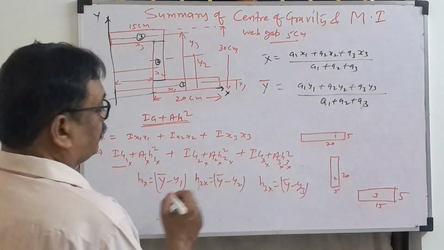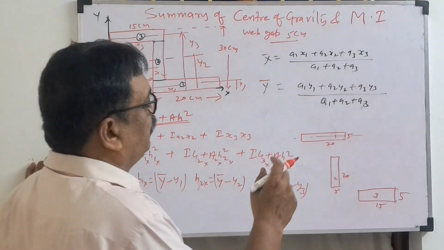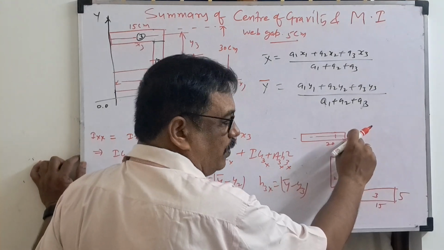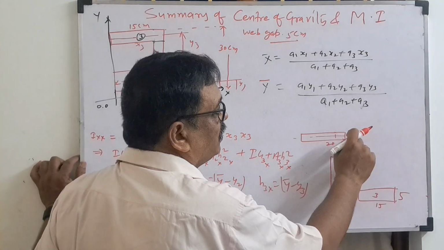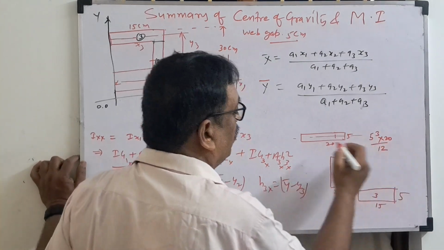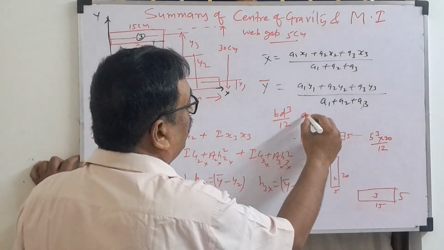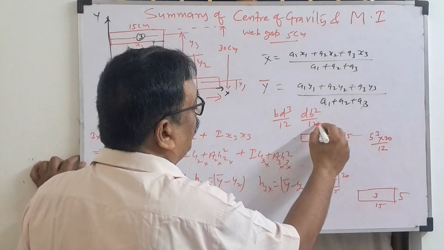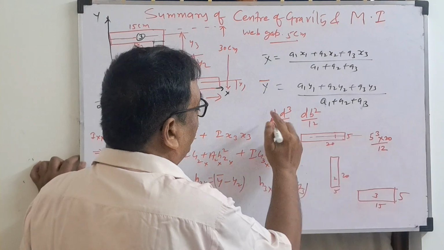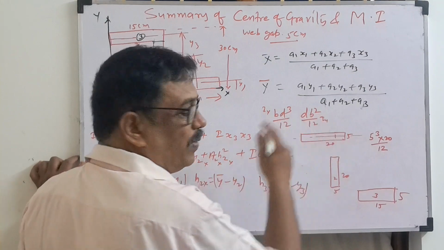So what is Ig1? See here about xx. What is the trick I told before? If you are taking Ixx, this line is perpendicular to 5, so 5 is getting crossed and we have mercy for that 5. So write 5 cube into 20 by 12, because a rectangle has b d cube by 12 or d b cube by 12, either for xx or yy. Suppose this is b, this is d. This is Ixx, and this is Iyy.